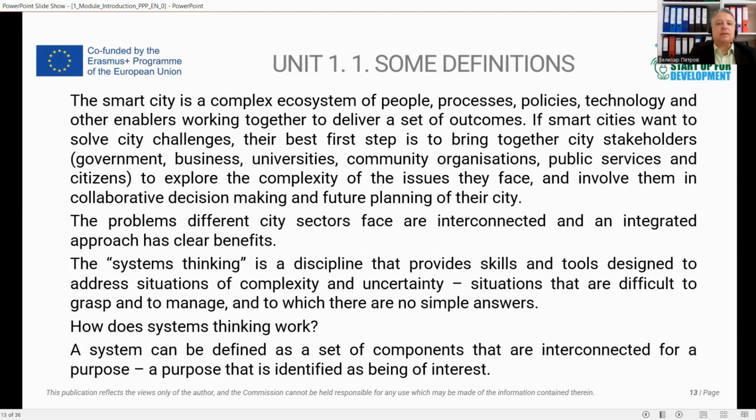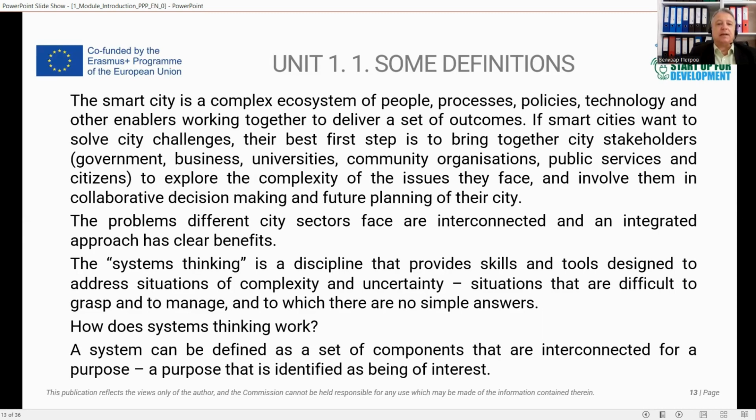The smart city is a complex ecosystem of people, processes, policies, technology, and other enablers working together to deliver a set of outcomes. If smart cities want to solve city challenges, their best first step is to bring together city stakeholders, government, business, universities, community organizations, public services, and citizens to explore the complexity of the issues they face and involve them in collaborative decision-making and future planning of their city. The problems different city sectors face are interconnected, and an integrated approach has clear benefits.